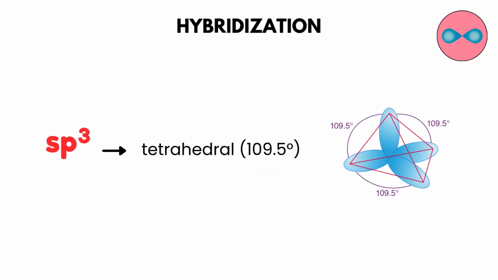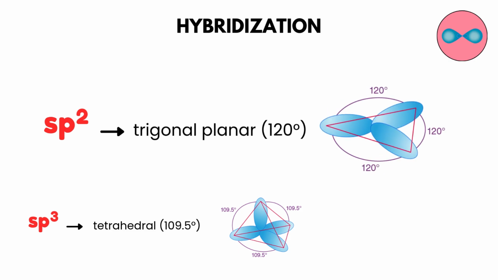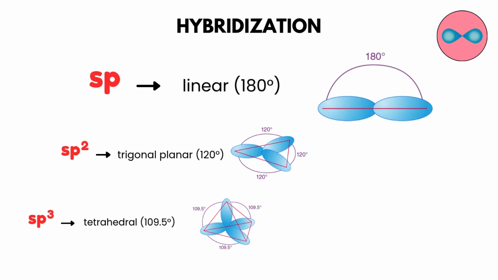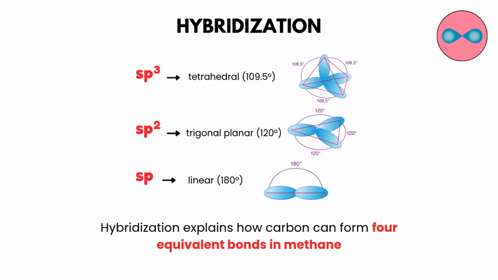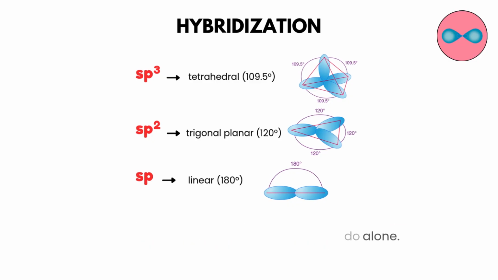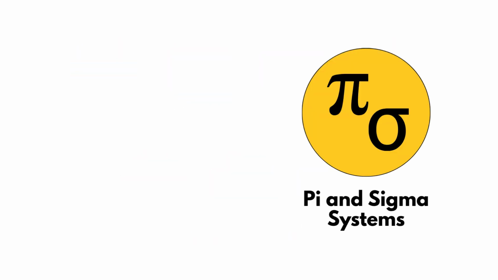sp3, tetrahedral, 109.5 degrees. sp2, trigonal planar, 120 degrees. sp, linear, 180 degrees. Hybridization explains how carbon can form 4 equivalent bonds in methane, something pure s and p orbitals can't do alone.